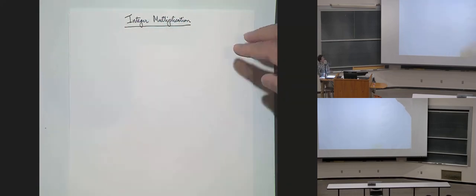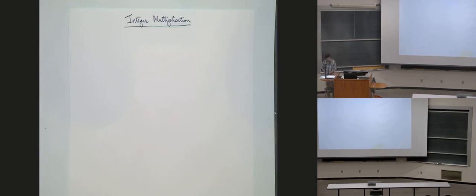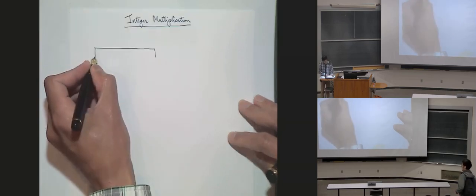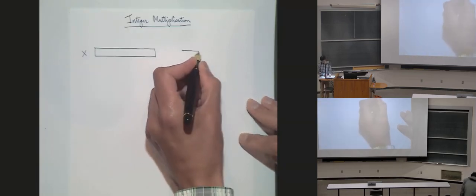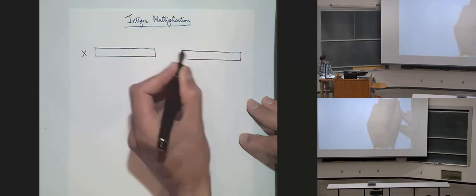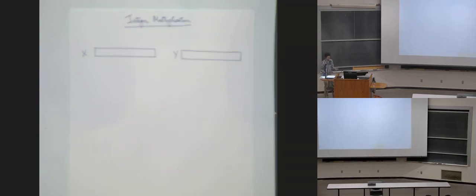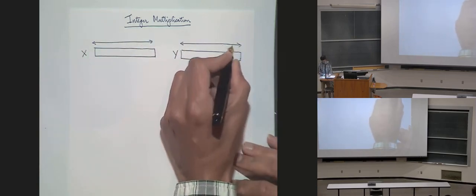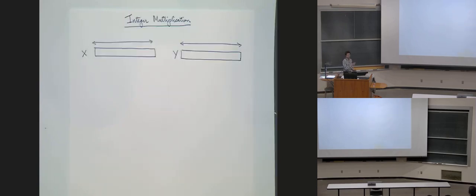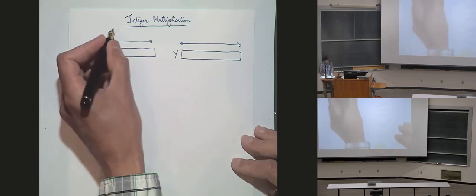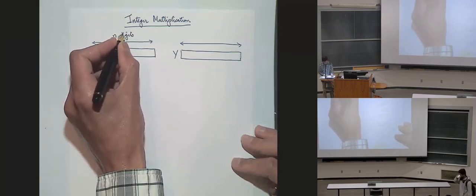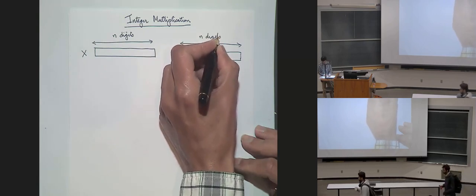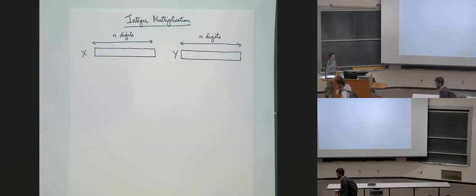Which is integer multiplication. So the problem is the following, which goes back to grade school. You have two numbers, x and y. We'll just think of these as normal numbers, the way we write them, base 10, though we can do it in any base. And both of them are n digits long. And you want to multiply these numbers.